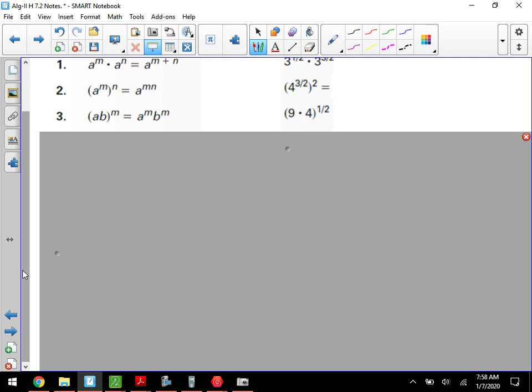Well, what does 1/2 power mean again? What's the square root of 9? What's the square root of 4? And 3 times 2 is? There you go. All right. We're working with values that are not difficult.